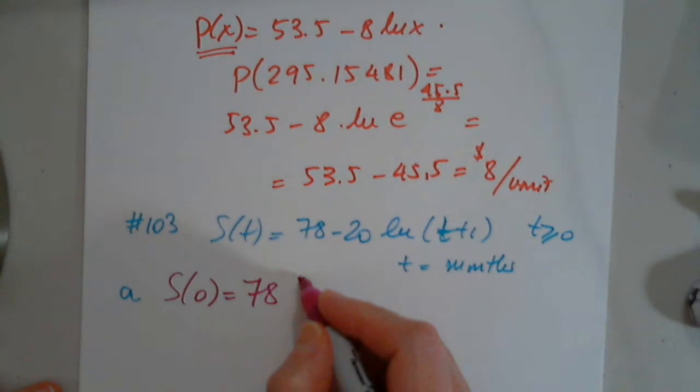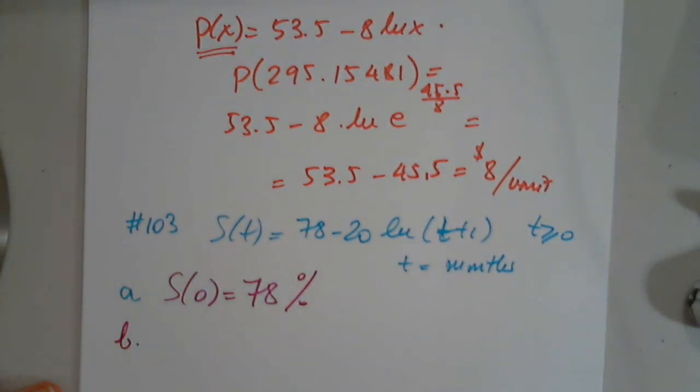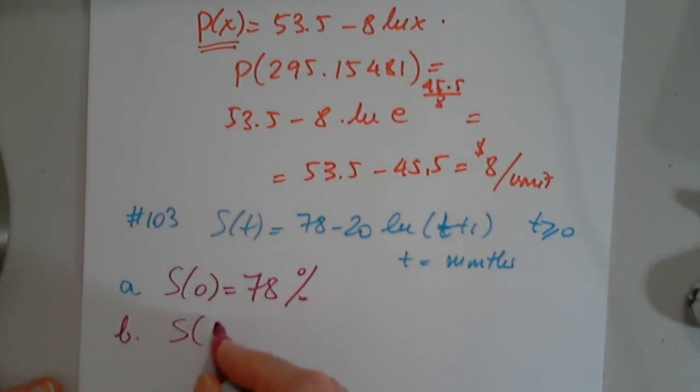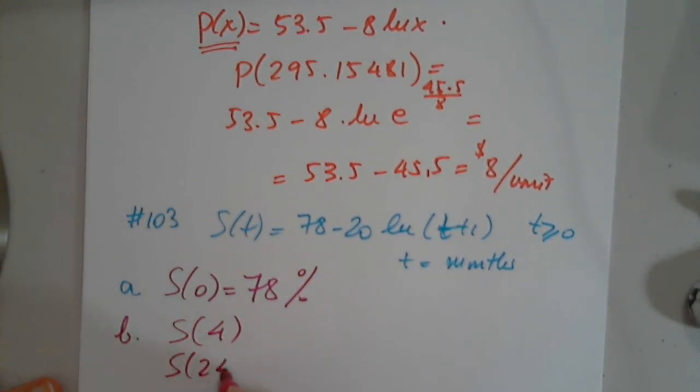Okay, so percent. Part B. What was the average score after 4 months, and then after 24 months? What percentage of their original answers did students retain after 2 years? But that's 24 months. Okay, so we want to find S of 4, and we want to find S of 24.